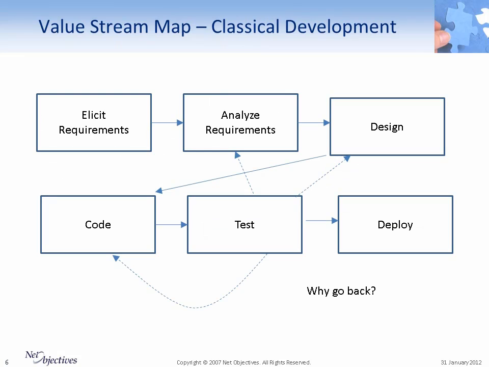Here is a value stream map for classical development. After eliciting requirements, they are analyzed. A design is created and code developed. Then the system is tested. You'll notice many loops back, from test back to analysis, design, and code. These loopbacks cause delay and loss of productivity.